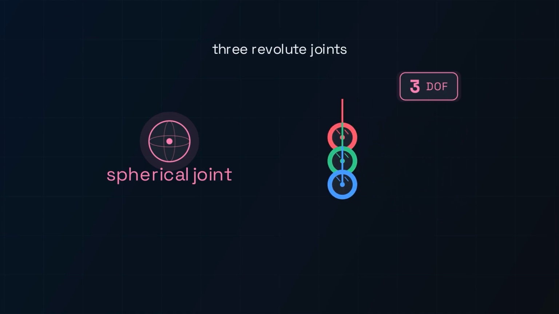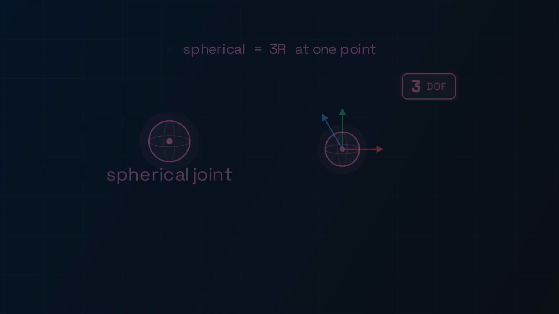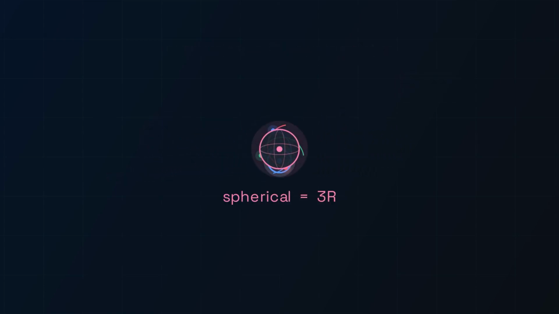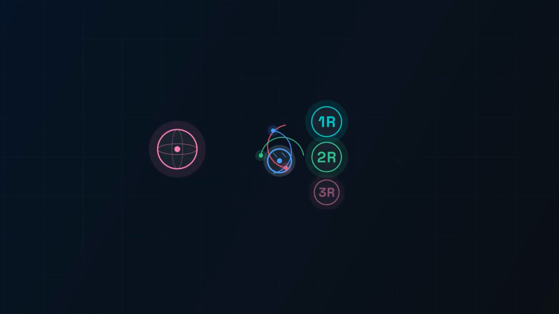It is just three revolute joints that are originating at the exact same point, each about a different axis. The spherical joint is just a compact name for that combination. Three independent rotations at one location. And that's actually the maximum rotational freedoms that any joint can possibly have.